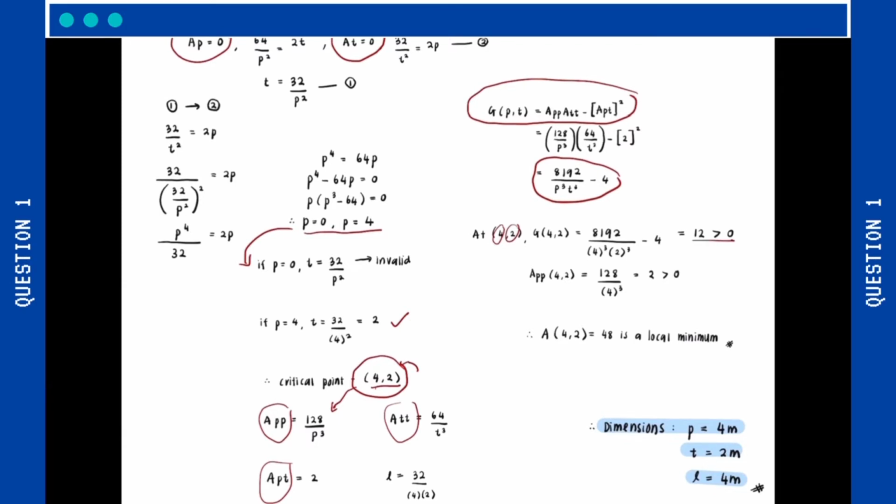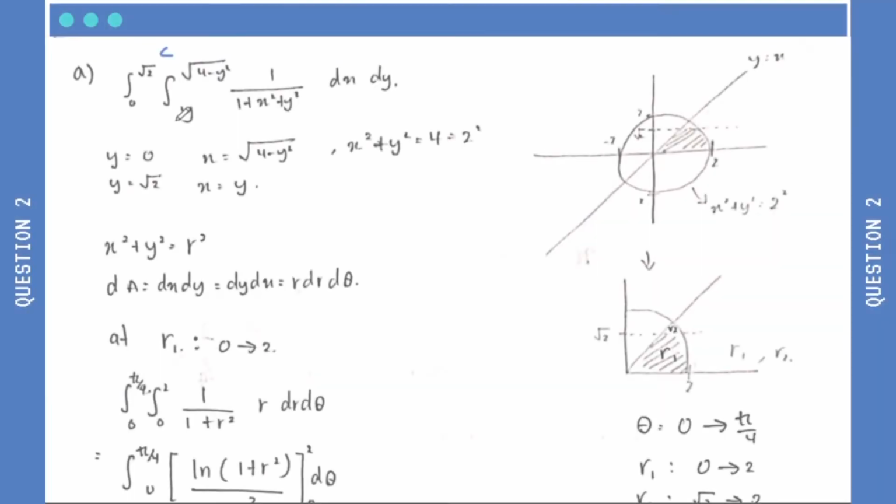Then we also substitute the values of P and T into A_PP. Then we get 2, which is also more than 0. These both values are the properties for a local minimum. Therefore, A(4,2) equals 48 is a local minimum. And the dimensions for the rectangular box are P equals 4, T equals 2, and L equals 4. Question 2.